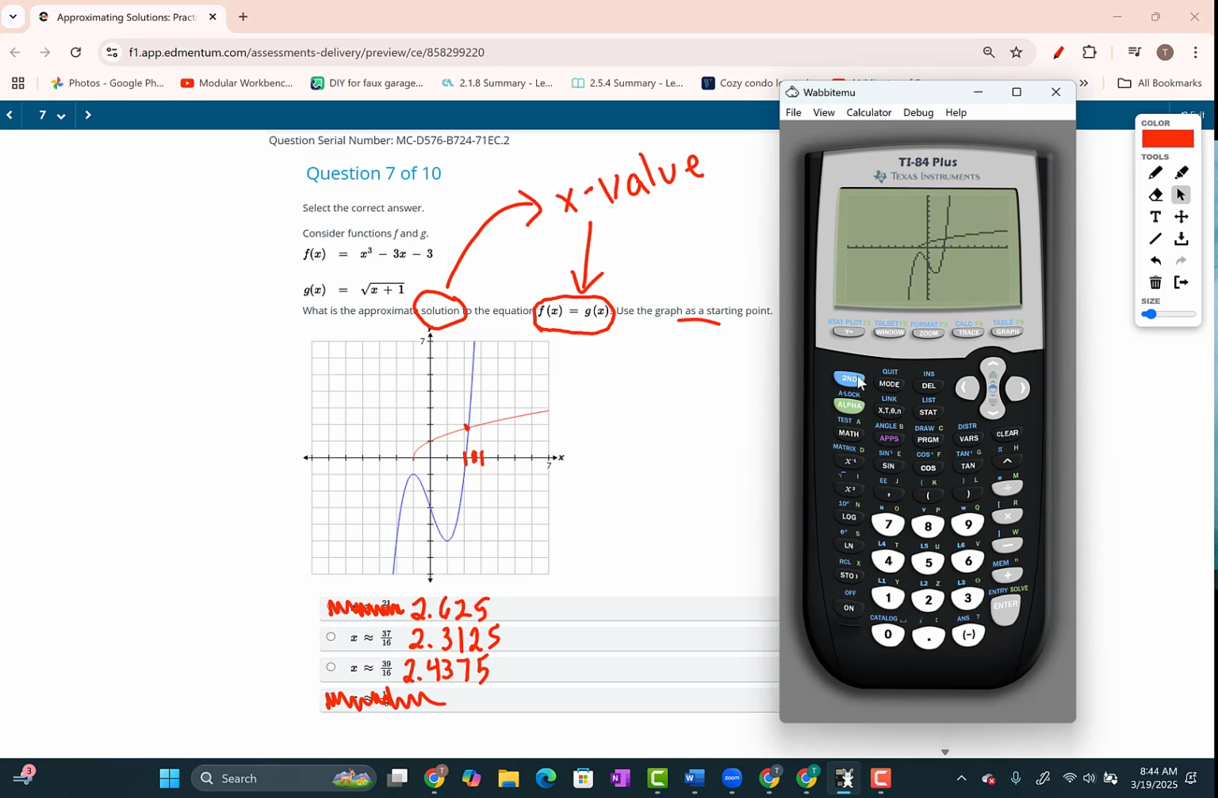And then to get that intersection point, we're going to hit second trace and go to number 5. This one is clear, we can see pretty clearly where they intersect. So when it says first curve, I'm going to hit enter once. Second curve, hit enter twice. It says guess, hit enter a third time. We get 2.263. Now remember, this is an approximation, but it is clearly closest to 2.3125, which is 37/16. So that's our answer.